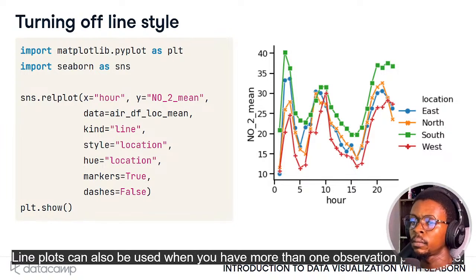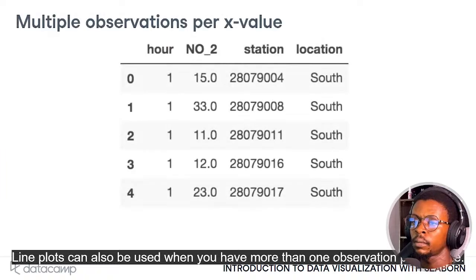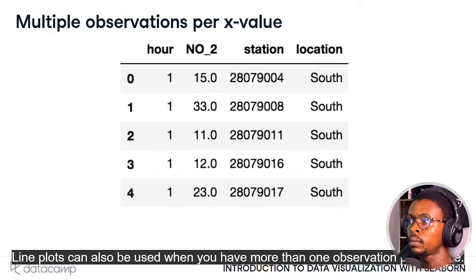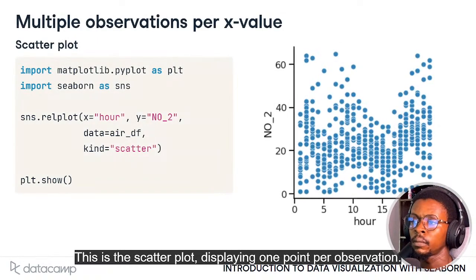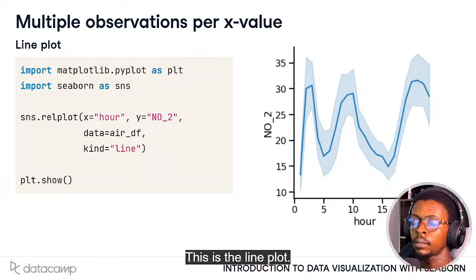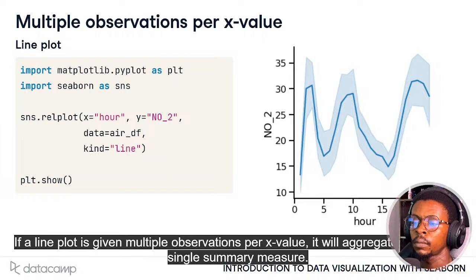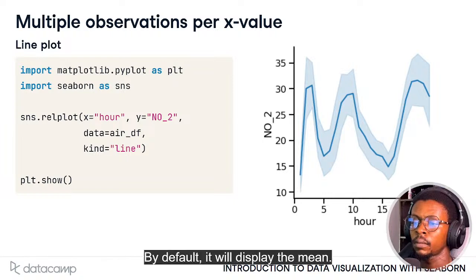Line plots can also be used when you have more than one observation per X value. This dataset has a row for each station that is taking a measurement every hour. This is the scatter plot, displaying 1 point per observation. This is the line plot. If a line plot is given multiple observations per X value, it will aggregate them into a single summary measure. By default, it will display the mean.